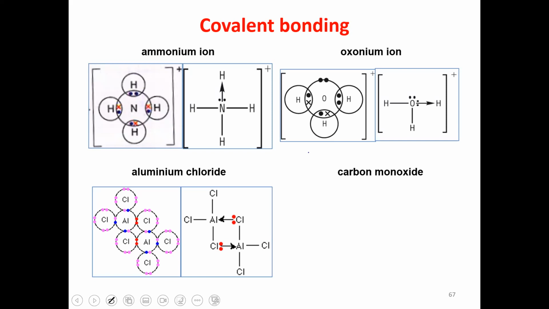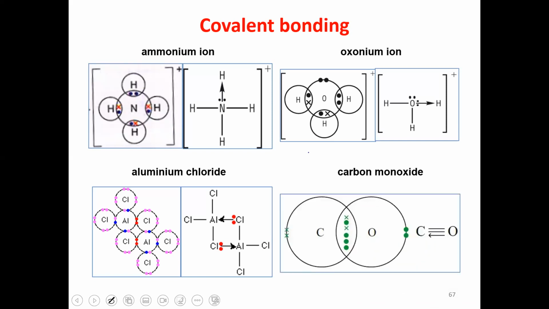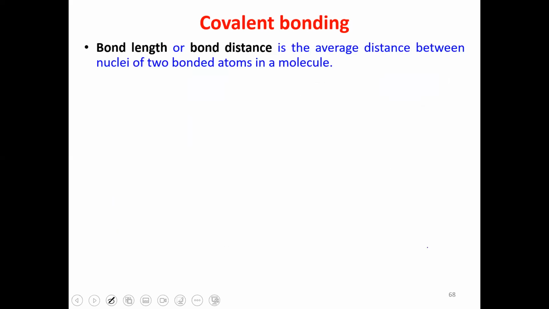Otherwise, aluminum is a metal and chlorine is a non-metal. But this is a transition compound, transition in the sense of transformation. Aluminum chloride is partially covalent. This is carbon monoxide. You can see an arrow in this diagram which shows a dative covalent bond.